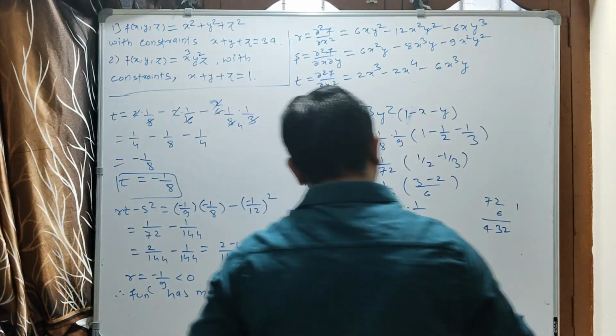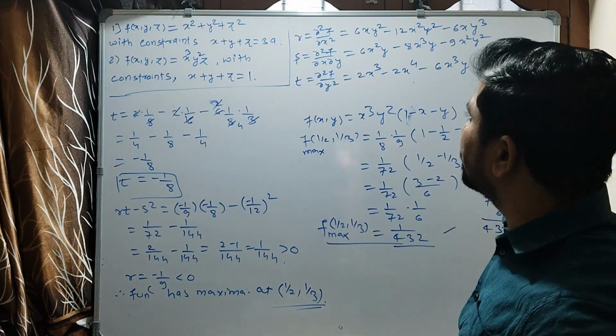So therefore 1 by 432. So this is the maximum value of your function at 1 by 2 comma 1 by 3 in this way.